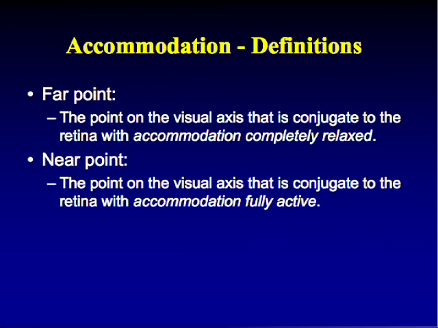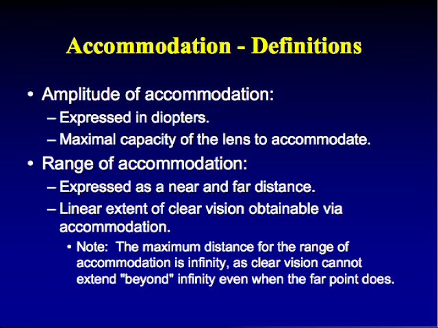Well, first of all, we've already talked about the far point, which I'll define more rigorously now as the point on the visual axis that's conjugate to the retina, you know what that means now, with accommodation completely relaxed. The near point is the point on the visual axis that's conjugate to the retina with accommodation fully active. That's the near point. And the accommodative amplitude is what gives you that difference.